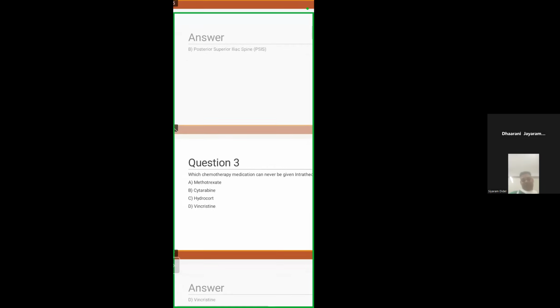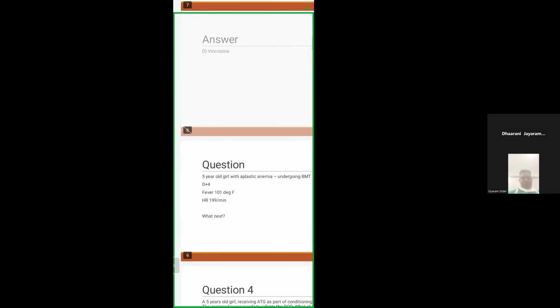So that is why vincristine is always colorless. Methotrexate intrathecal is always yellow colored. So this color coding is very, very important. Even if we have a lot of problems, when we are giving intrathecal chemotherapy, methotrexate, when we are injecting, it should always be yellow color. That is very, very important. Okay.